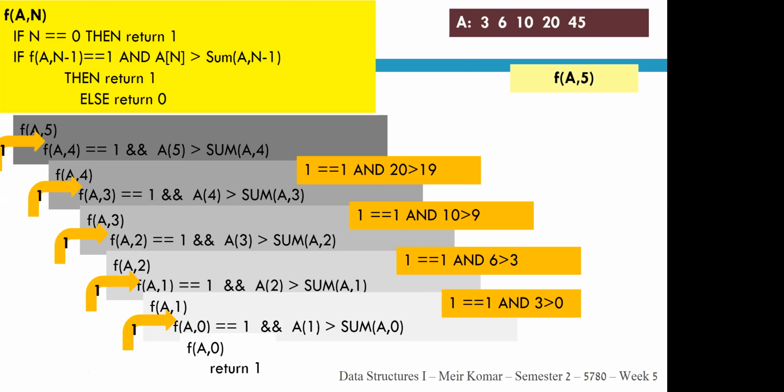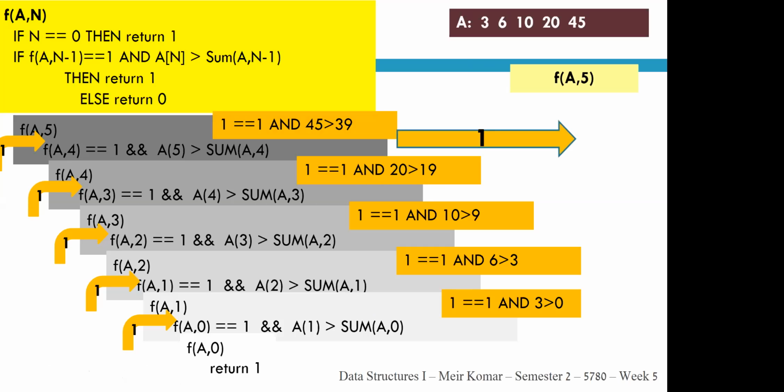A4 was equal to 1. And A5 is greater than, 45 is greater than 39? Yes. So, we're going to return 1.